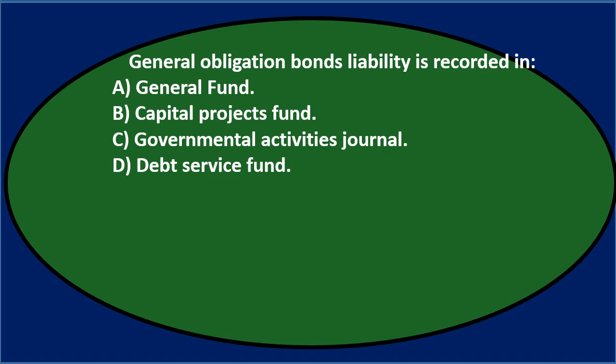In this presentation, we will take a look at multiple choice questions related to governmental accounting, going through those questions and then practicing test-taking skills with them. First question: general obligation bonds liability is recorded in either A, general fund, B, capital projects fund, C, governmental activities journal, D, debt service fund.